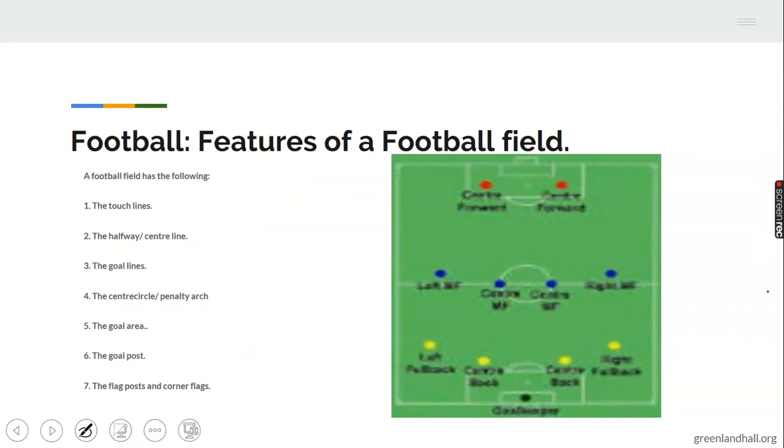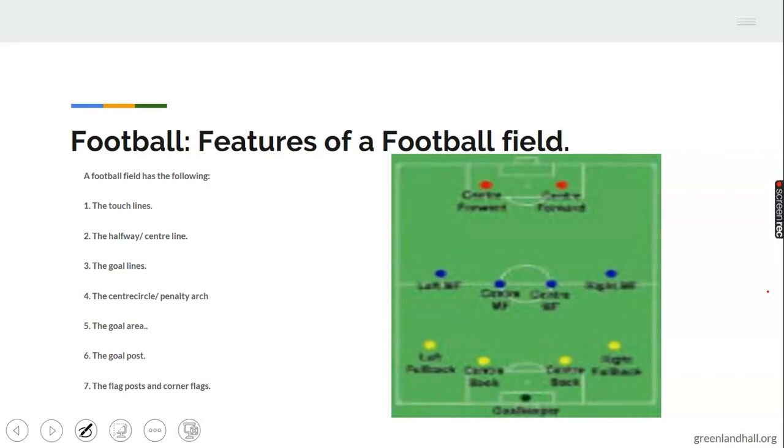Now we have some basic features of a football field. There must be the touch lines. There must be the halfway or the center line. We have the goal lines, from where the goals will be counted. We have the center circle or the penalty arc. Okay, then we have the goal area.